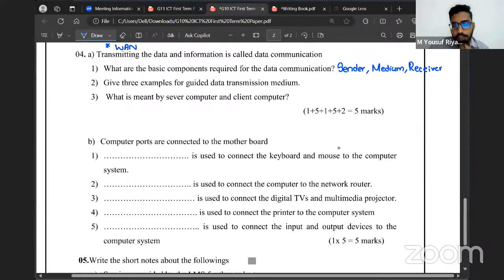Next, give three examples. Medium is basically how the data is going to be taken from the sender to the receiver. Imagine now, if you take here, I am the sender, like I am actually giving you all knowledge, and you all are the receivers.